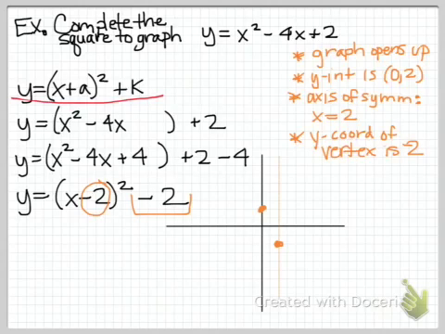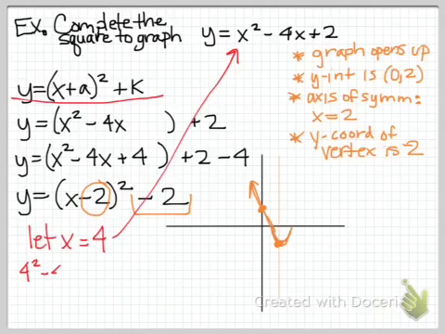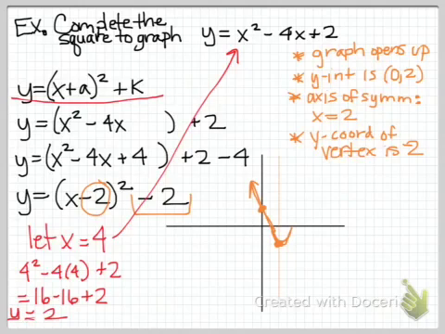So I have 2 points here, and I know it's symmetrical, but just to be sure, we're going to pick a point. We're going to let x equal 4 and plug it back into the equation. So we get 4 squared minus 4 times 4 plus 2. So when we let x equal 4, then y is going to equal 2, because we get 16 minus 16 plus 2. 16 minus 16 goes away, so you get y equals 2.